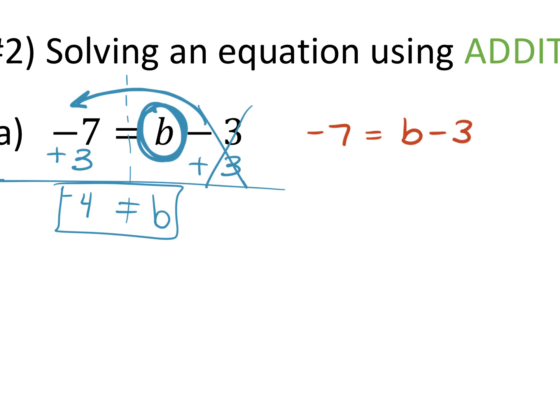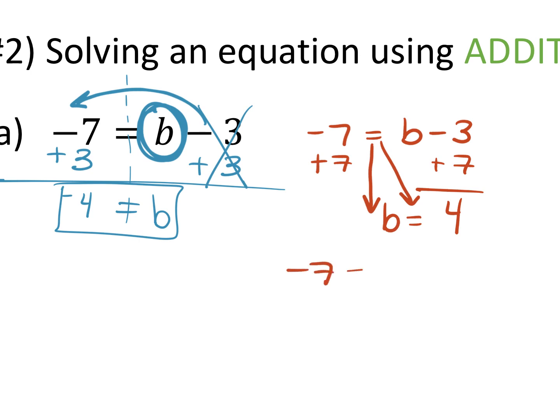Okay, a lot of times people go like this, plus 7, and they get 4, and then they say b equals 4. But my equal sign is here, not here, right? Because the b is still on that side. So if you are gonna do that, it's not wrong. You can do this. Okay, I can add 7.